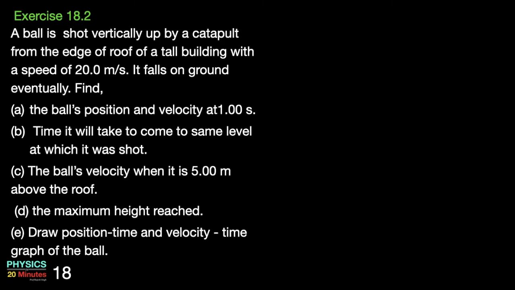Let's take another exercise. A ball is shot vertically up by a catapult from the edge of roof of a tall building with the speed of 20 meter per second. It falls on the ground eventually. Find the ball's position and velocity at 1 second, time it will take to come to same level at which it was shot, the ball's velocity when it is at 5 meter above the roof, the maximum height reached. Draw position time and velocity time graph of the ball. So at this point, if you want to solve the problem on your own, please solve, then come back and check the solution. Let's draw a rough sketch of the situation.